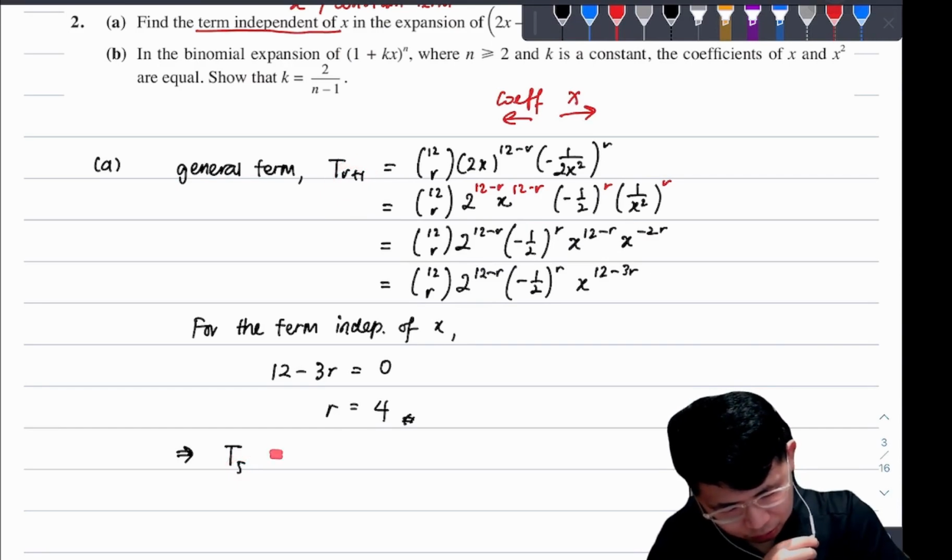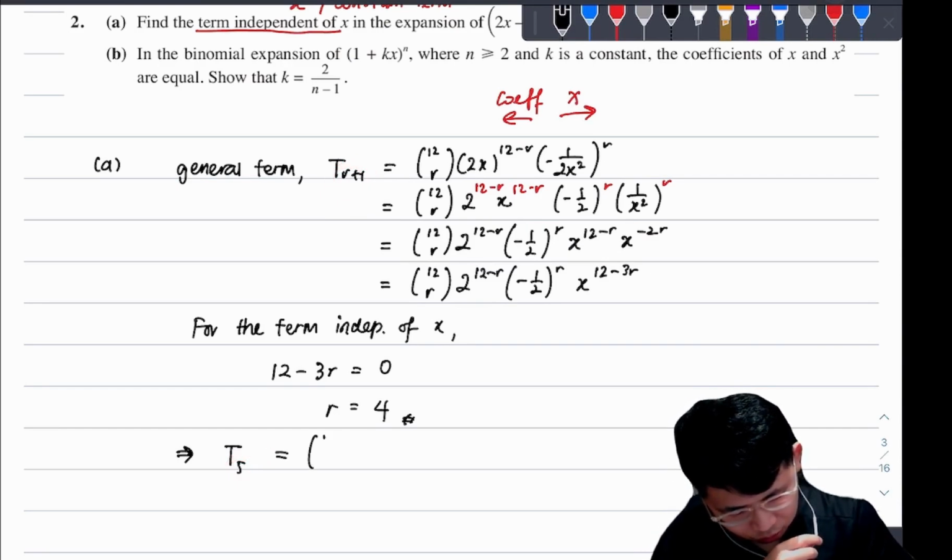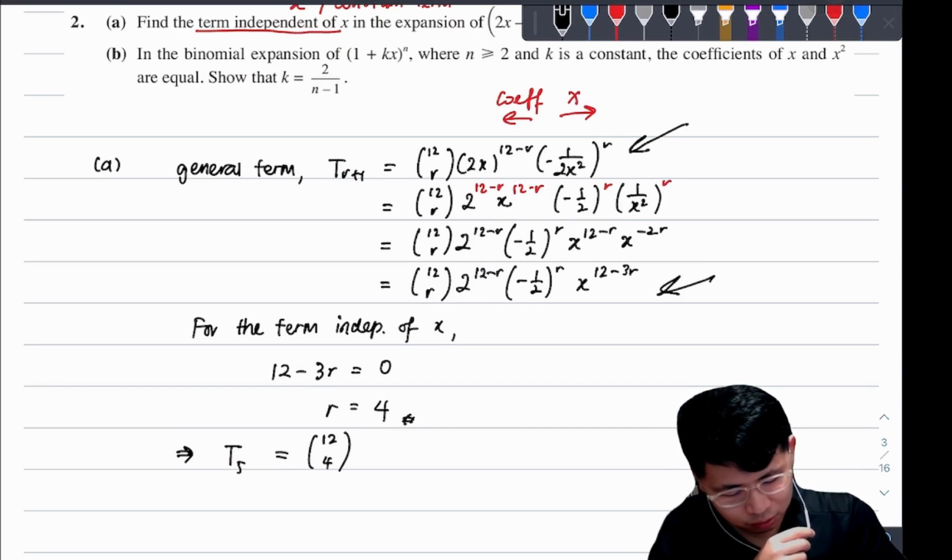So this is going to be equal to 12 choose 4, since r is 4. If you want to use this also you can, up to you.